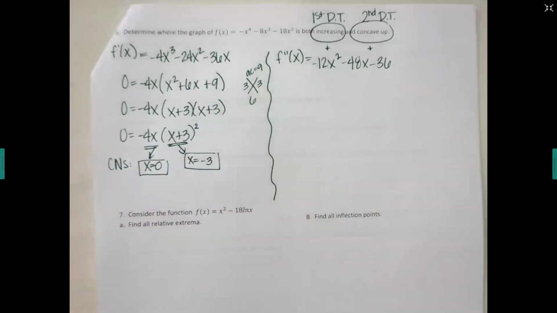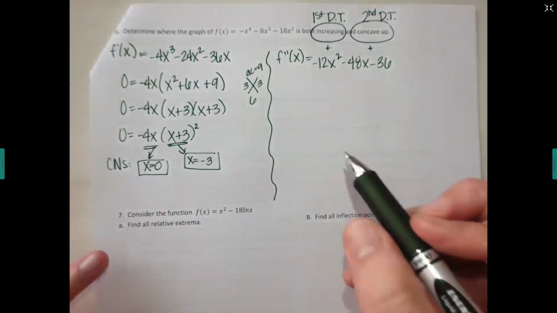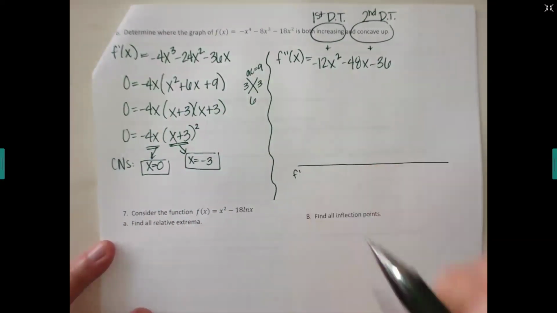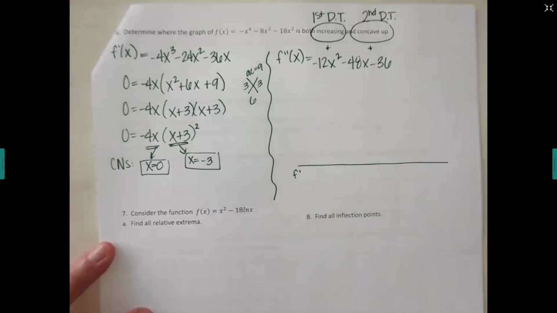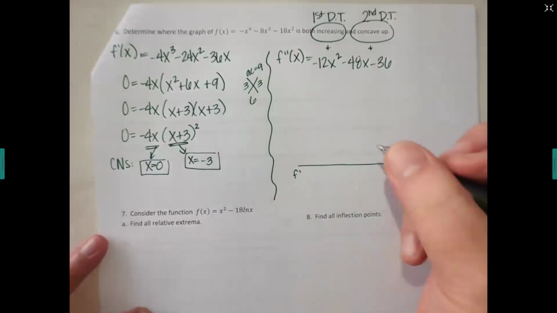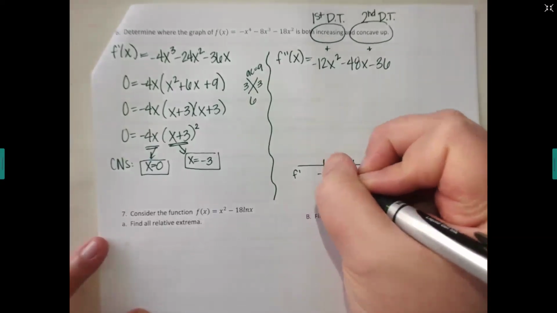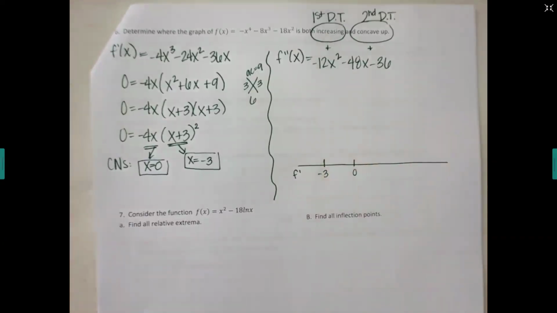Now, because I know that I'm eventually going to do two line tests and put them on top of each other, I'm going to do my line test here to the side. So I'm going to give myself a little line right here. And this is going to be for f prime. But give yourself a little bit of space because we're going to do another line test right below. Okay, 0 here, negative 3 here. Make sure they go in numerical order along your number line.